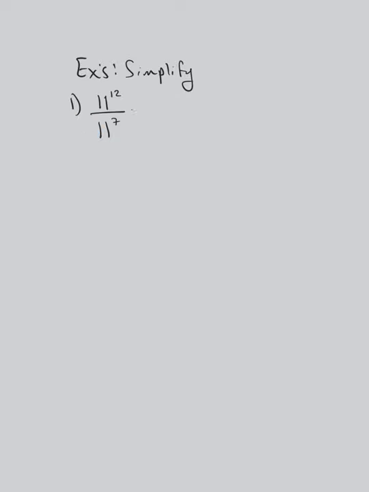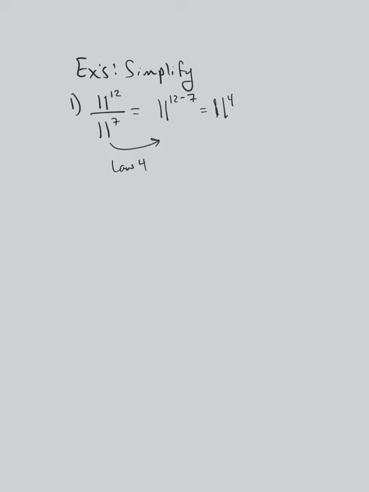So I would use exponent law 4 here, and I would subtract those exponents. So I'd have 11 to the 12 minus 7. That's 11 to the 4th. And as I mentioned before, sometimes we'll just keep it written that way, and sometimes we'll actually compute it. If this number is fairly reasonable to compute, we'll go ahead and compute it.